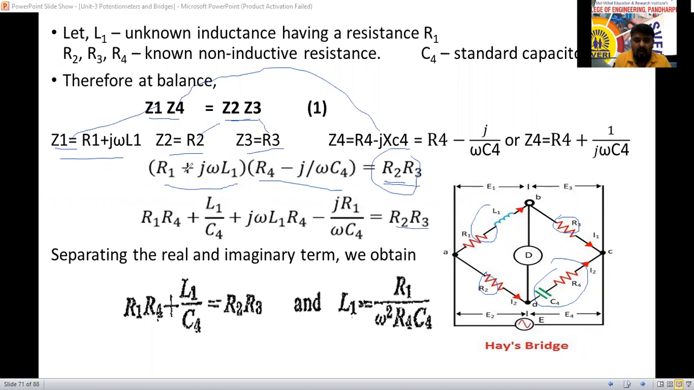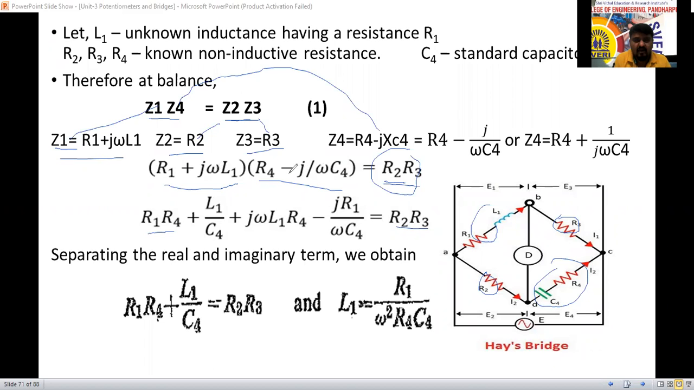Here we have to split this one. R1 into R4, you multiply this one, R1 R4. Plus what we have to do? You substitute j omega L1 into minus j by omega C4. L1 by C4 we have to get. Here j and minus j, that 1 by j is nothing but plus j, na?